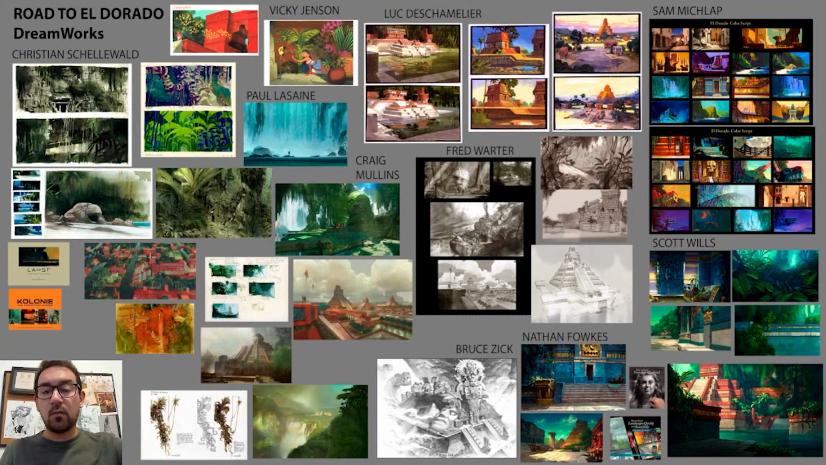Hey everyone, today I want to talk about the Road to El Dorado movie and some of the amazing artists that worked on it. And we're going to look at all this beautiful artwork that you're seeing on your screen. It's going to be a little different from what I did in The Prince of Egypt, where we looked at a whole different range of artists from environment to character all the way to sculpture.